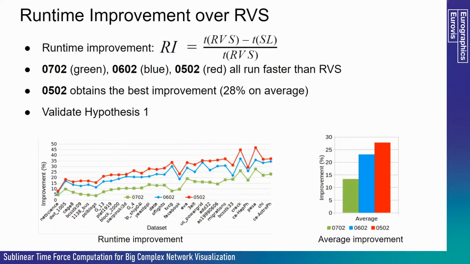So, for the runtime improvement, we compute this by using the difference between the time taken by RVS minus the time taken by our algorithm, presented as a fraction of the time taken by RVS. And here we see that all versions run faster than RVS, which validates hypothesis 1. And furthermore, 0.502 obtains the best improvement at 28% on average.